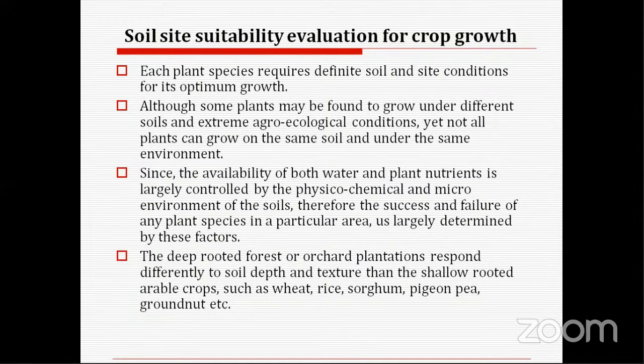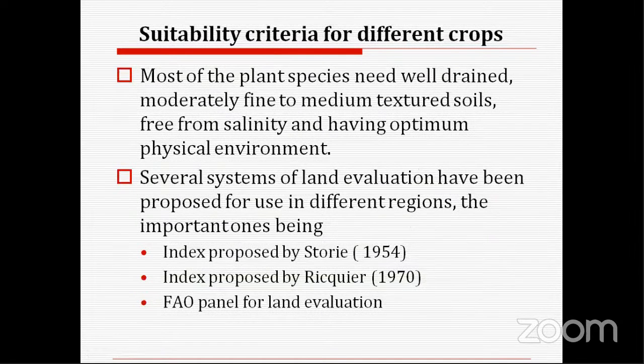So here we will go to another classification called soil site suitability. Which soil is suitable for the agroclimatic conditions or plants? We will see all those things. And this is also based on availability of water, plant nutrition, largely controlled by the physical, chemical, and microbial environment of the soil. Now we will see what is the conditions. Suitability criteria for different crops. So students, for cultivating different crops, most of the plant needs a well-drained soil, especially horticulture crops. We need a very good well-drained soil. So moderately fine texture is almost suitable, and that should be very free from salinity and having optimum physical conditions.